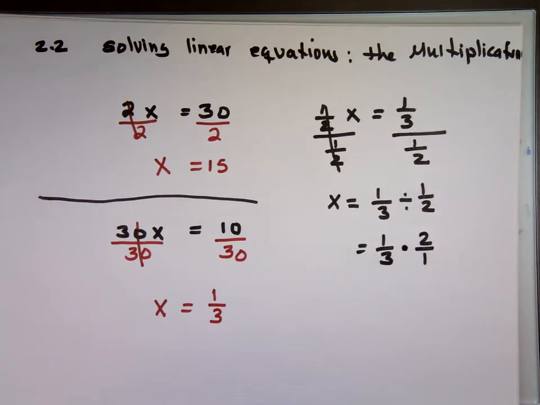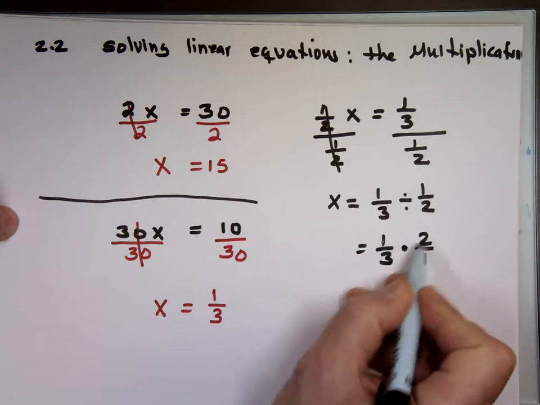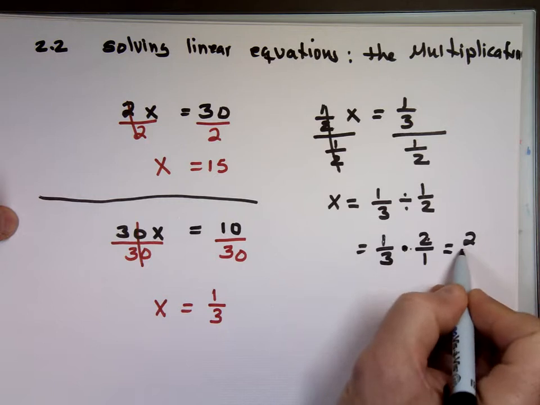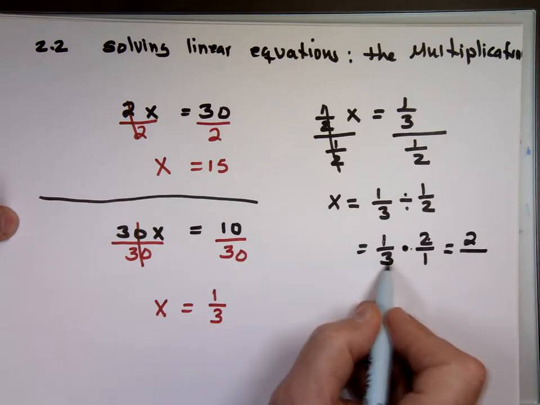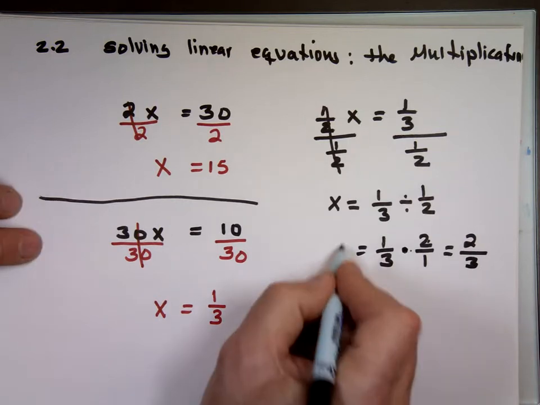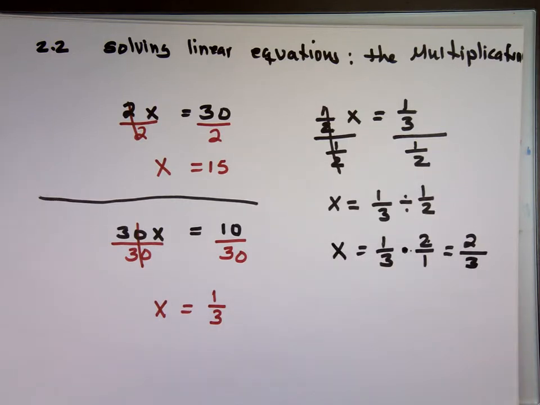How do you multiply fractions? The top times the top. 1 times 2, 2. The bottom, 3 times 1, 3. So x will have to be 2/3. You don't need LCD when you're dividing or multiplying.